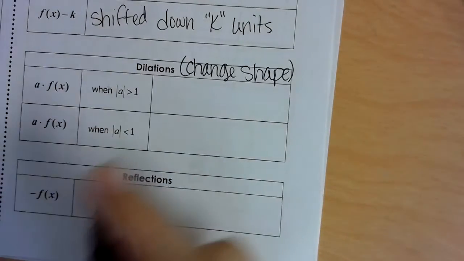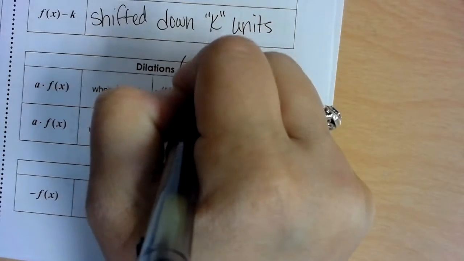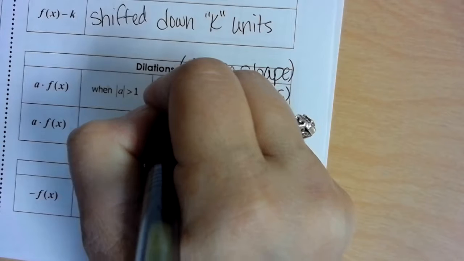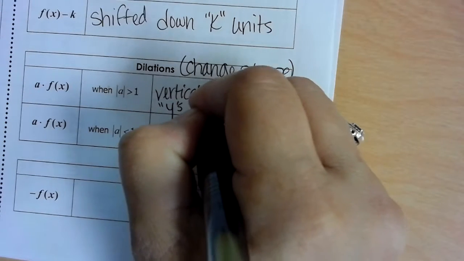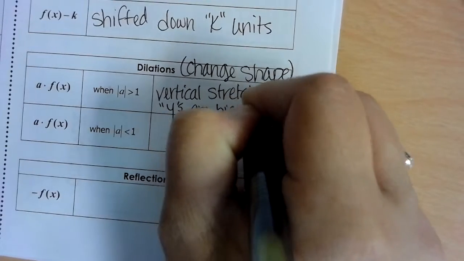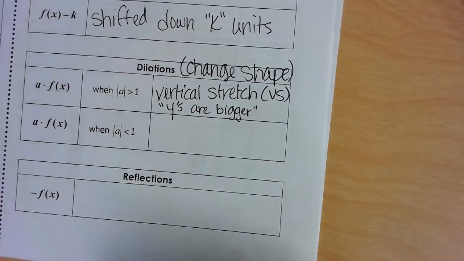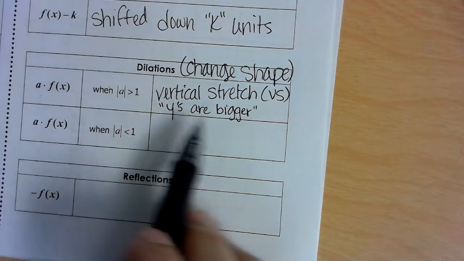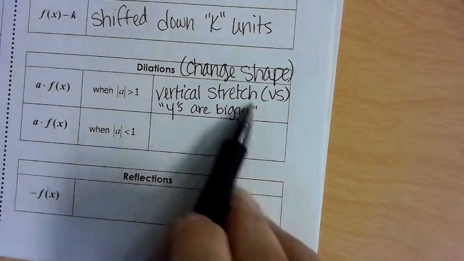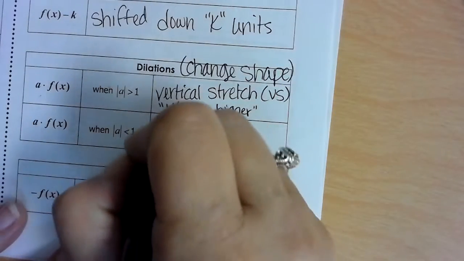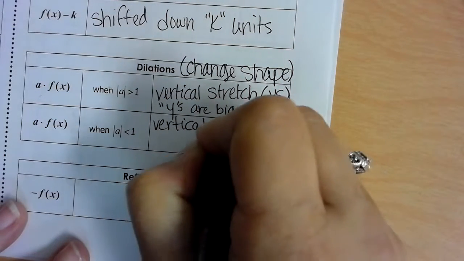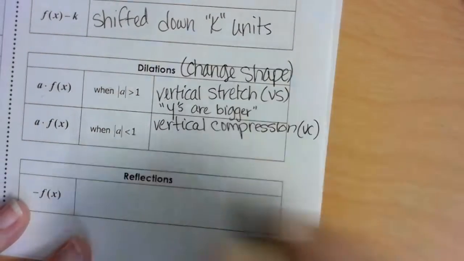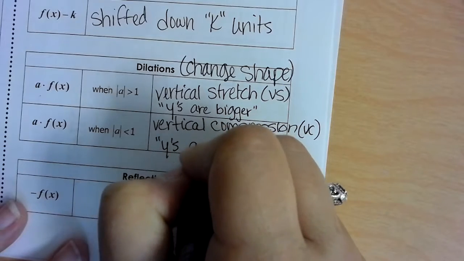So the shape is changed by vertically stretching. Vertical stretch, which means that the y's are bigger. Okay, the y's are twice as big, 3 times as big. Whatever the letter a is, what that number is, our y values from the original parent function are twice or 3 times or 4, so they end up being a bigger number. Okay, if it is a vertical compression, which is VC, our y's are smaller.